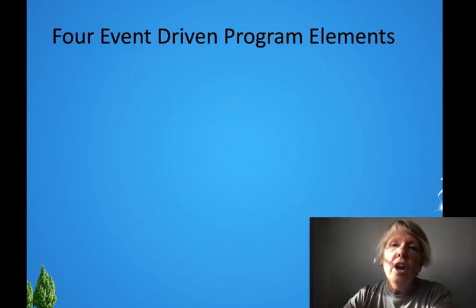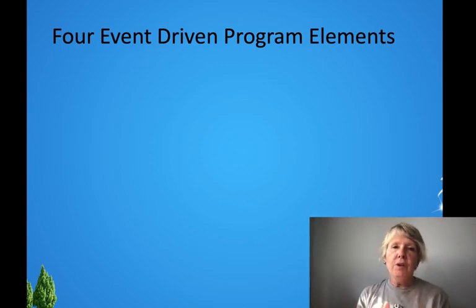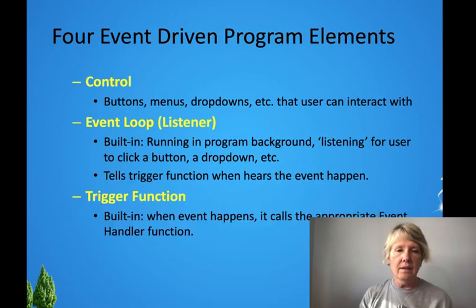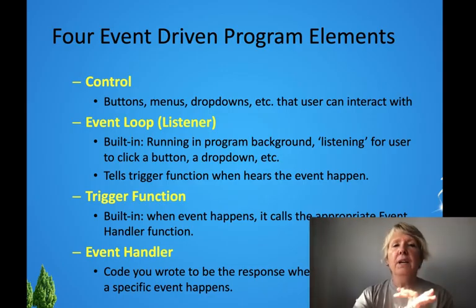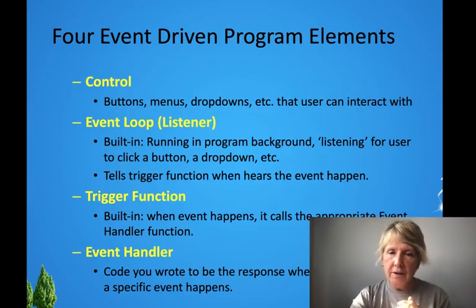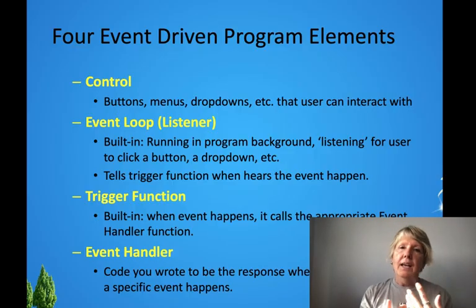There are 4 elements to event-driven programs. And let's bring them all in here. There we go. The first one is controls. So you have to have a control for the user to interact with, a button, a drop-down, a menu, something that the user can interact with and get input into your program.